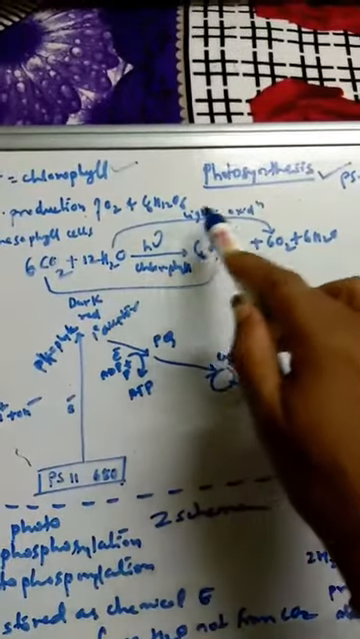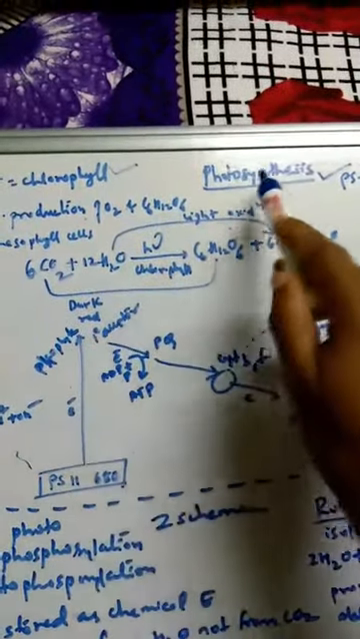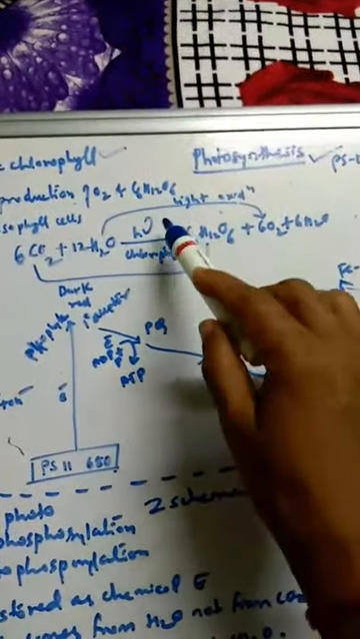So two reactions we can observe in photosynthesis, the light reaction and the dark reaction, in the presence of light and chlorophyll pigment. This is very well shown in the Z scheme, as we call it.